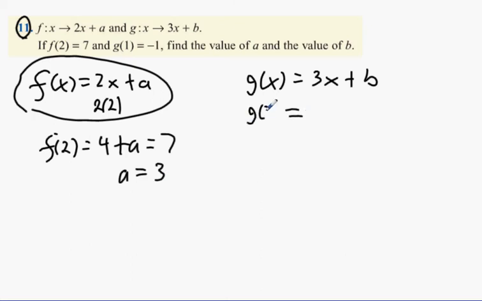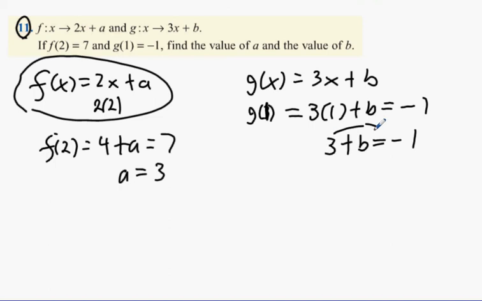G of 1. 3 times 1 plus b equals, what's the output? 3 plus b is minus 1. B equals minus 4. It's not too bad. 11 wasn't bad.